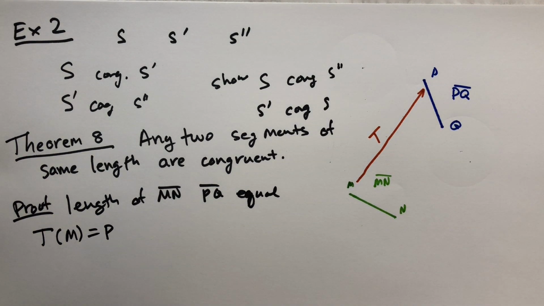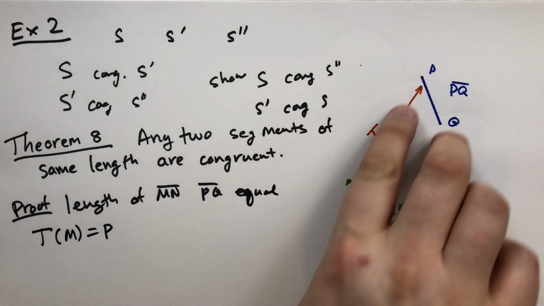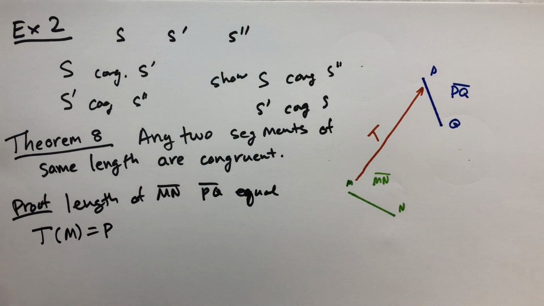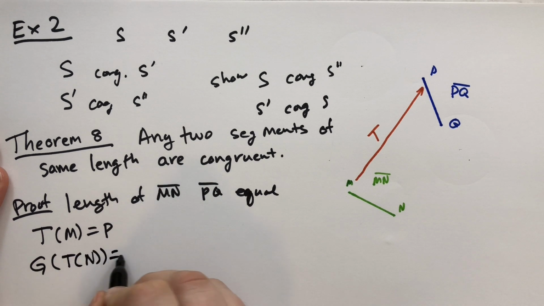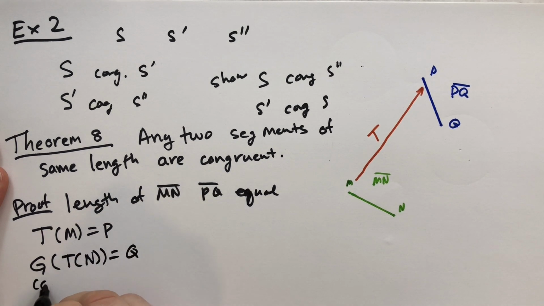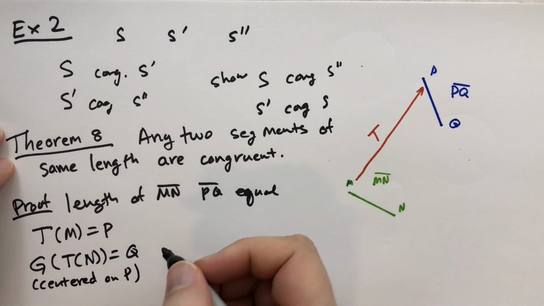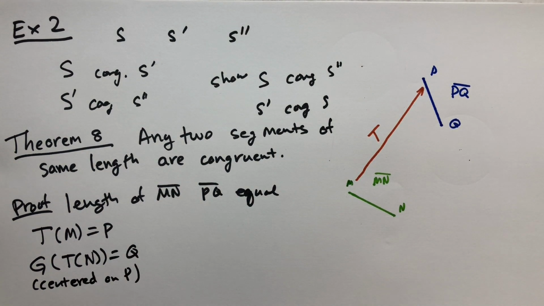Is that enough? Because if we simply move this line segment, it won't quite align. So we have to do something else. We additionally have to rotate with the rotation G, such that the rotation of T of N is going to give you Q. And this is centered on P. Okay? All right.